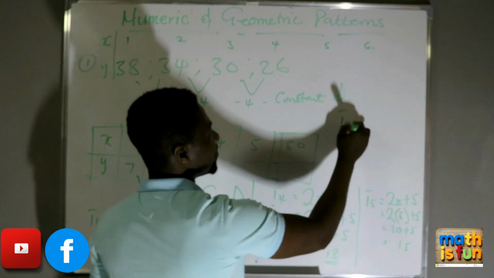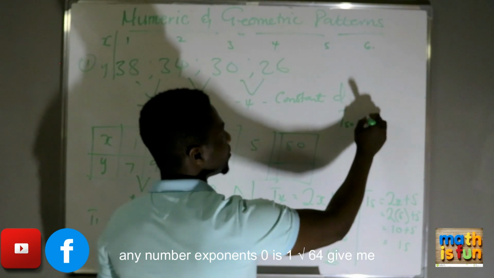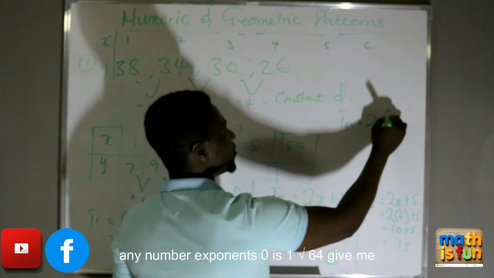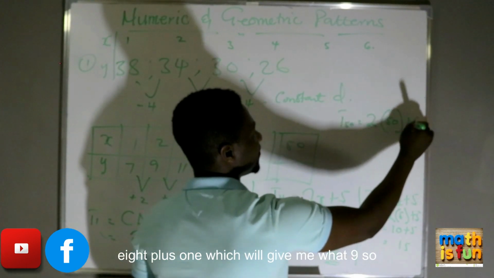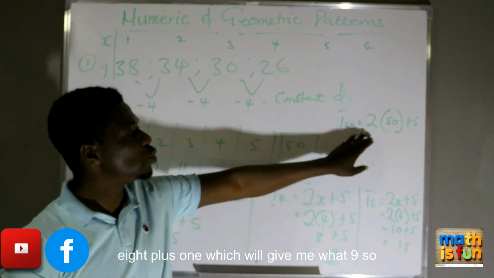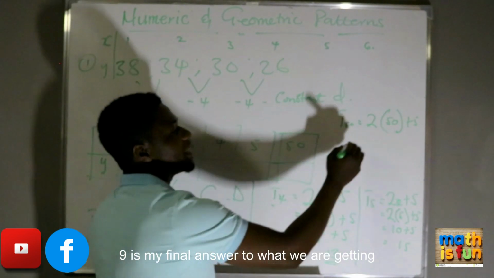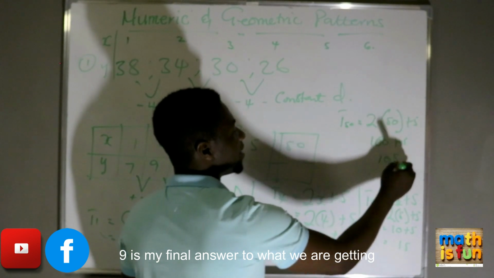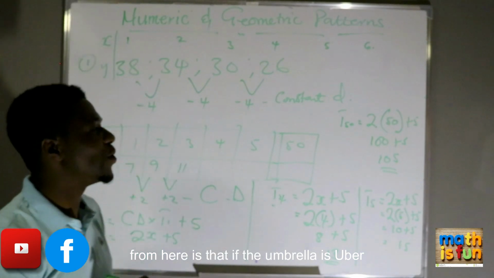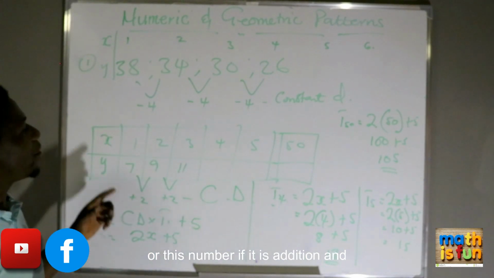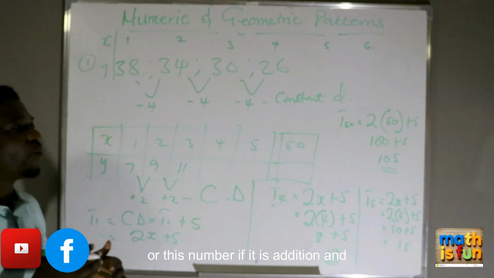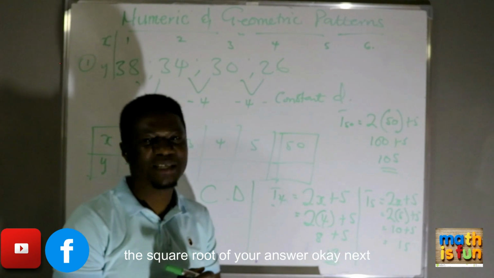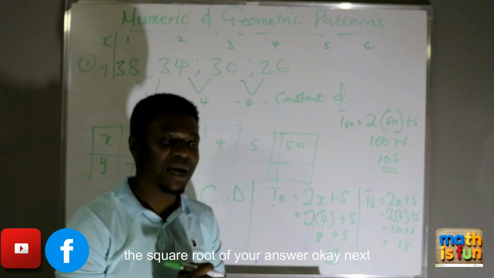Okay, so in this case we go for the 50th term. That means that term 50 is equal to 2 into bracket x is the term number, so 50 plus 5. Okay, so 2 times 50 then gives us 100, plus 5 gives us 105. So this means that the 50th term, our output is going to be 105. Guys, if you need any question, feel free to ask.